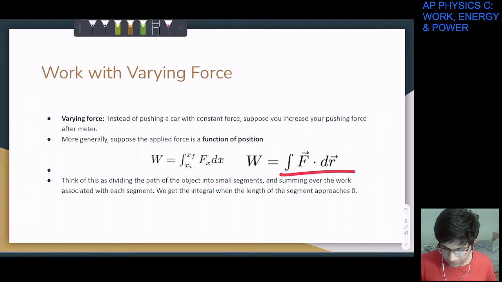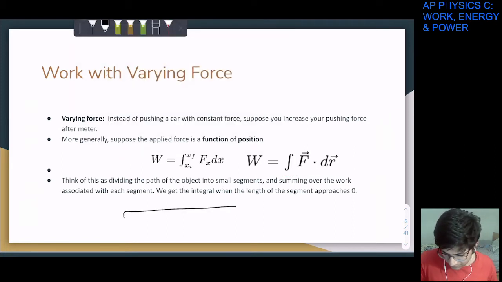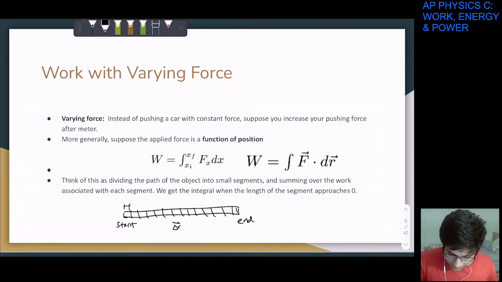Same thing using vectors. The way to think about this is, if this is your path, your delta r vector, you start here and you end here. We're going to divide your path into a bunch of small segments. The length of each segment is dx. And we ask, what is the force along just this small portion? Well, it's F evaluated at that point. So it'll be F times dx.